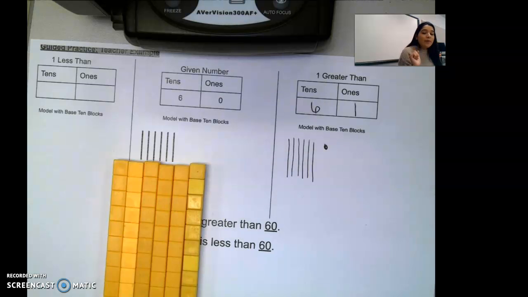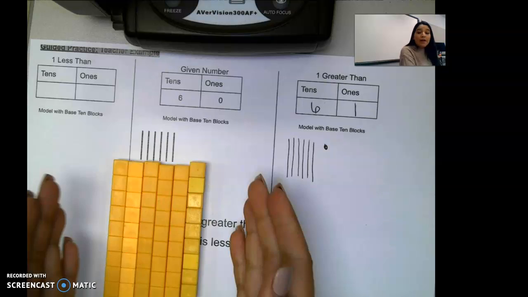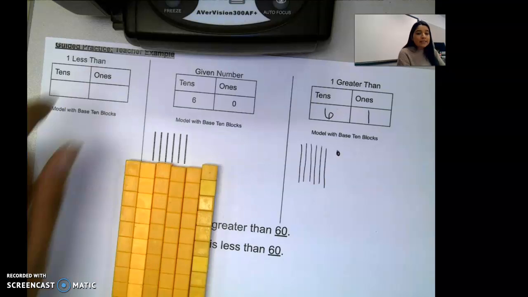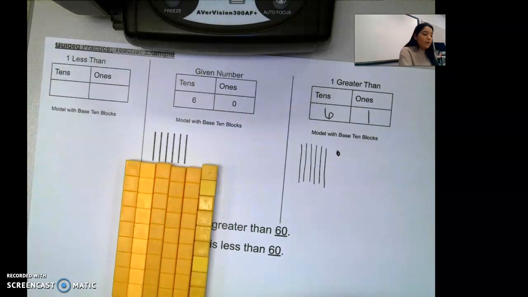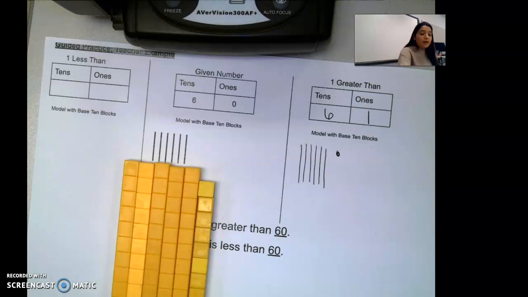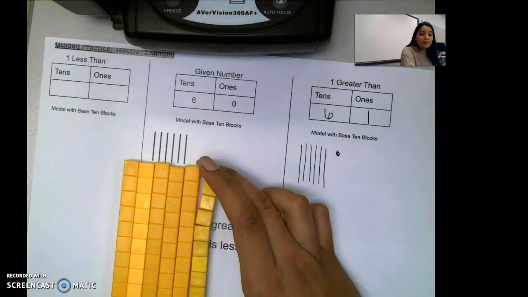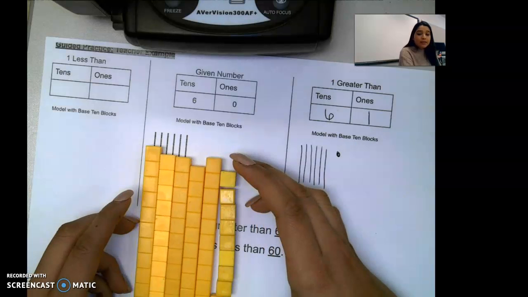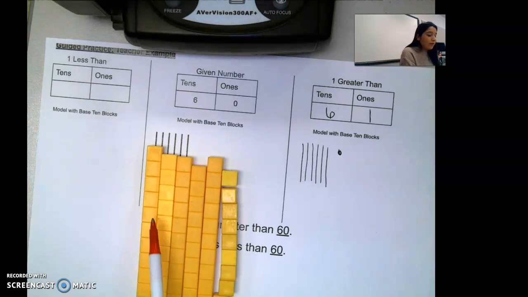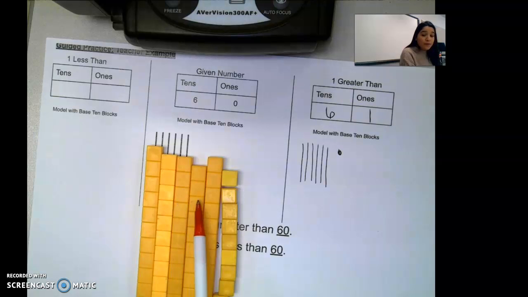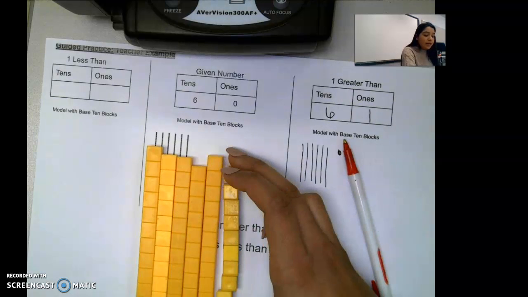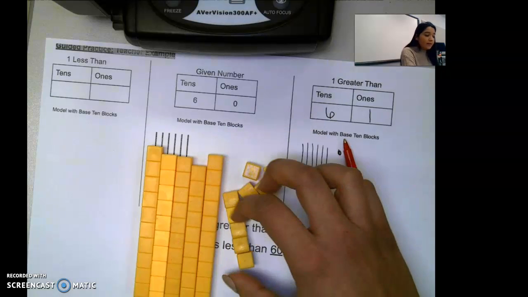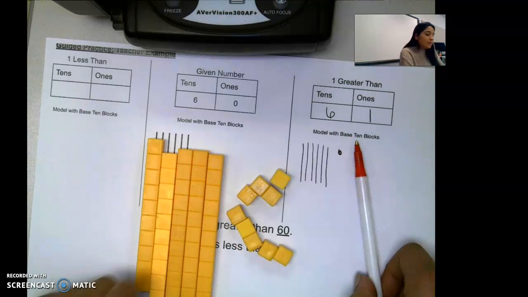I'm going to take away my 1. And now I have 60 again. And we have to generate a number 1 less than. So that means we're going to take away 1. So I'm just going to take away 1. And now I have ones left and some tens. So let's count how many tens I have. 1, 2, 3, 4, 5. But I can't count this one because it's not 10 anymore, because I took 1 away. So I only have 5 tens now.